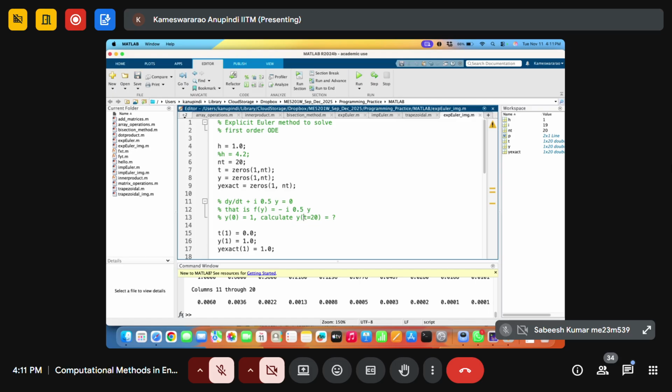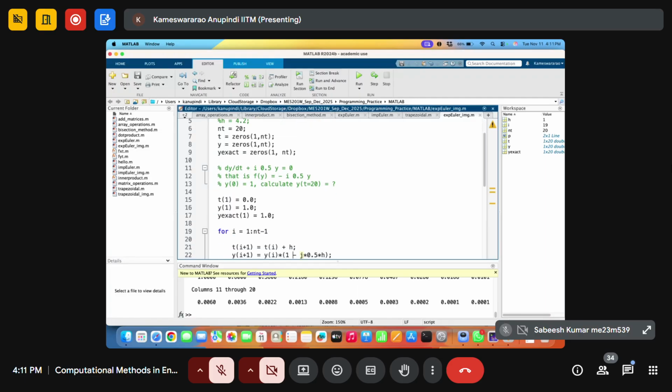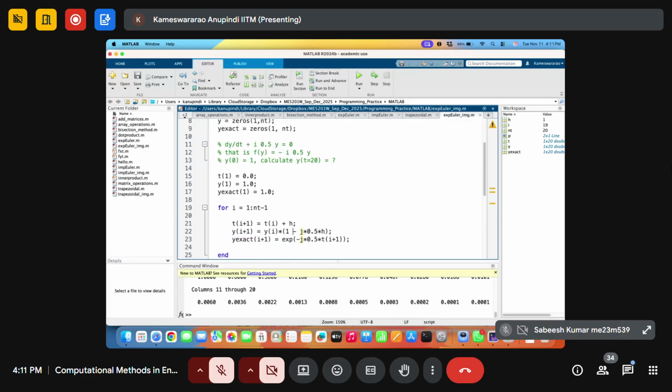And then we are again given y of 0 equals 1, and then we have to calculate the solution. MATLAB supports complex numbers. Both i and j are square root of minus 1. Because I'm already using i here, I'm using j to represent the complex number. So this is the j. That means in an explicit method, we have y(n+1) equals yn times (1 plus lambda h).